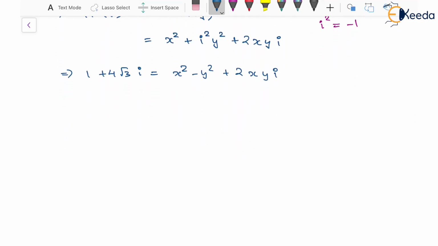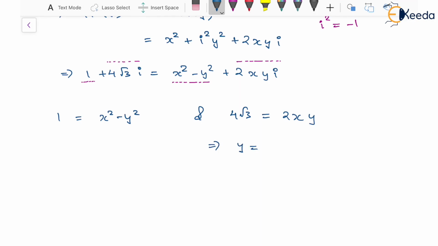Now comparing the left and the right hand side means comparing the real part with the real part and the imaginary part with the imaginary part. So this is the real part we have, and this is the real part on the other side. These two should be compared, and this is the imaginary part to be compared with the imaginary part. So with that we can say 1 is going to be x square minus y square and 4 root 3 is going to be 2xy. From the second equation we can see that y will be 4 root 3 by 2x, or we can say 2 root 3 by x.